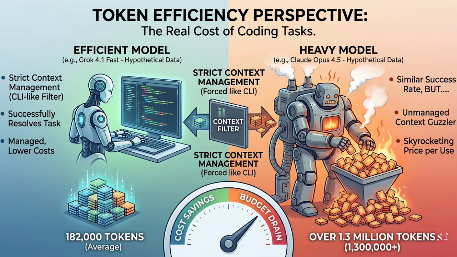To really put this token efficiency into perspective, just keep the number 182,000 in your head. The IDE-Bench data shows that highly efficient models, like Grok 4.1 Fast, can successfully resolve a real-world coding task using just 182,000 tokens on average. Now, compare that to heavier models, like Claude Opus 4.5, which burn through over 1.3 million tokens for a very similar success rate. If you don't strictly manage your context, like a CLI forces you to, your setup becomes a massive token guzzler, which skyrockets your price if you're paying per use.